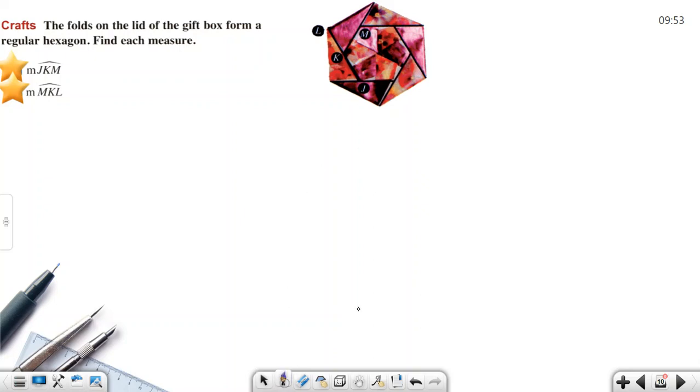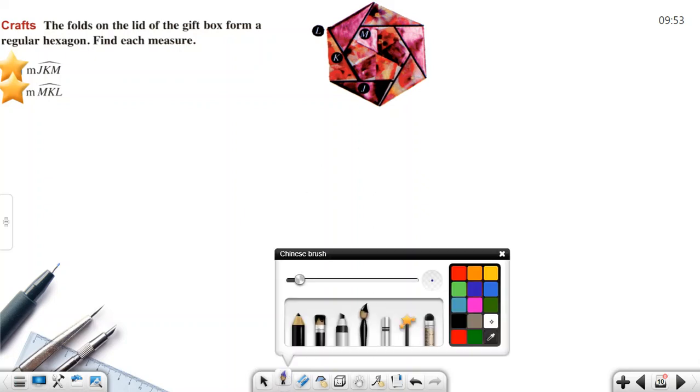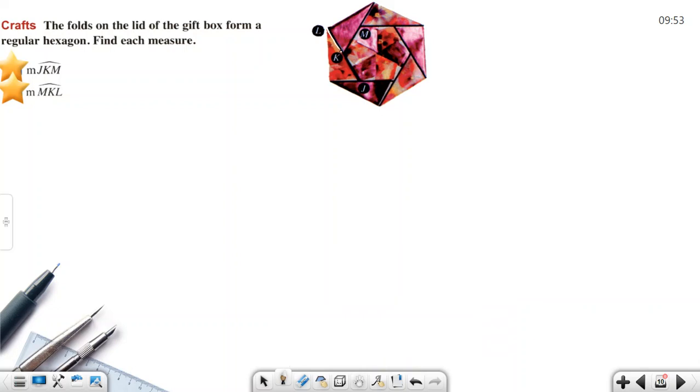Okay, they folded it, and maybe it's not visible. Let's use white color here. They folded it like that from here. But at the end, we get a regular hexagon here. So it's asking to find the measure of angle JKM. So this angle is JKM, and this is asking for the other angle, that one.